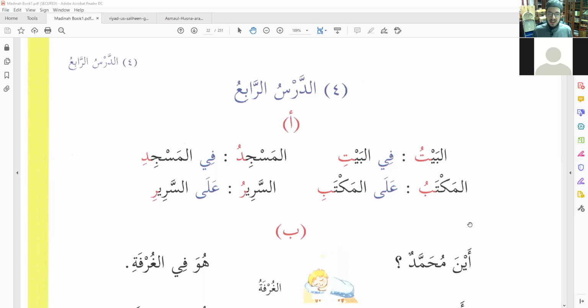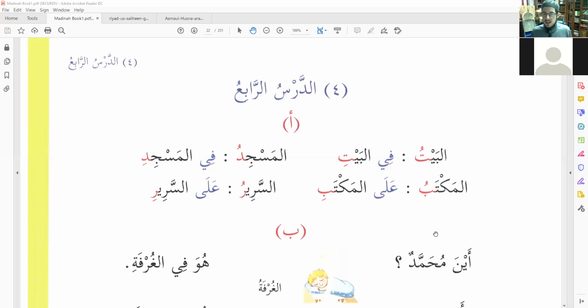Al-maktabu, the desk. Ala al-maktabi, on the desk. Now we can not just say that is a desk, or the desk is nice, the desk is big, the desk, al-maktabu kabirun. Now we can say what's on top of the desk. Al-qittu ala al-maktabi, the cat is on top of the desk. Al-kitabu ala al-maktabi, the book is on top of the desk. Al-qalamu ala al-maktabi, the pen is on top of the desk. And so now we're able to say a lot more.